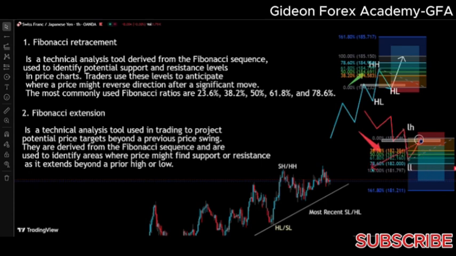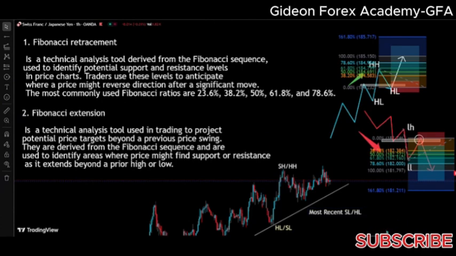So your target would be around 100%, 78.6%, okay? This can even drop further to 161.8%, but you'd say that 100% is more probable than 161.8%, right? So you place your target there. So that's where you take your profit at 100% or 78.6% extension, okay? So that's how you'd use this tool.